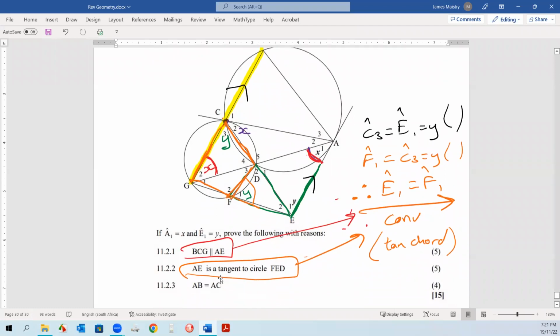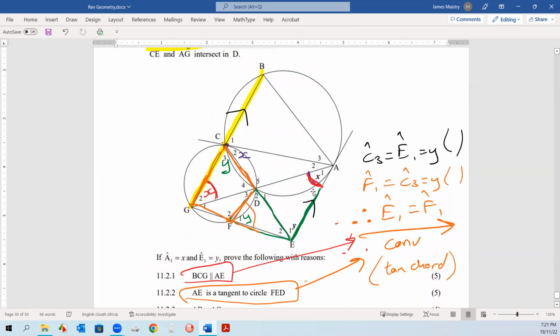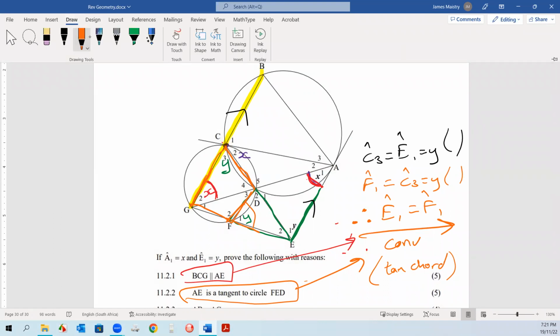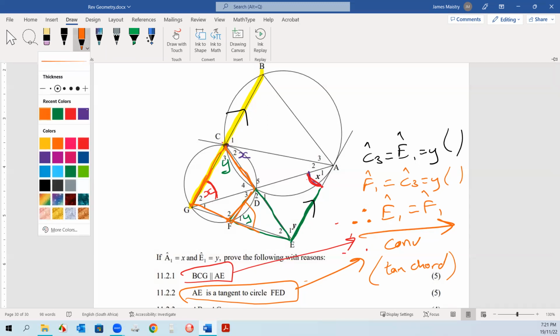Last one. We want to prove AB is equal to AC. Let's look for AB and AC. Now, basically, if you want to prove AB is equal to AC, the quickest way to do that in geometry is to prove that the angles will be equal, because sides opposite equal angles will be equal. In other words, we're trying to prove an isosceles triangle. Simple as that, okay? So let's look at that.